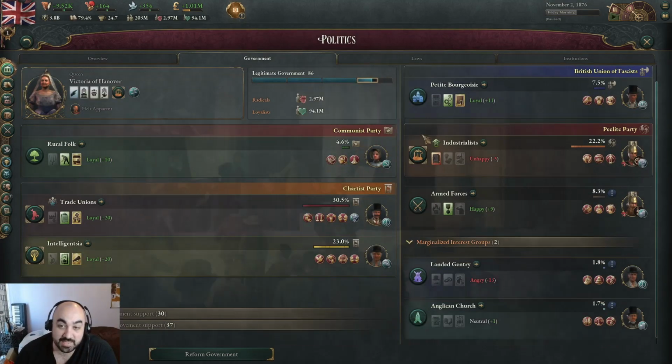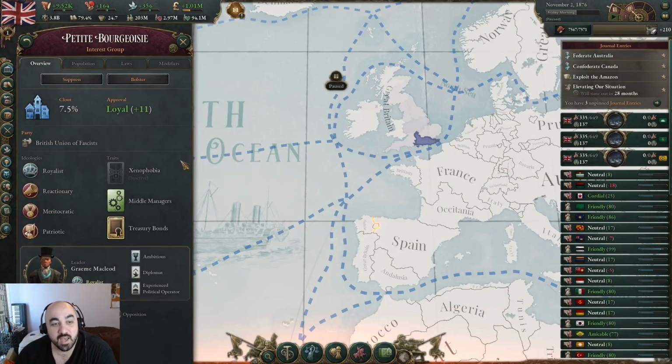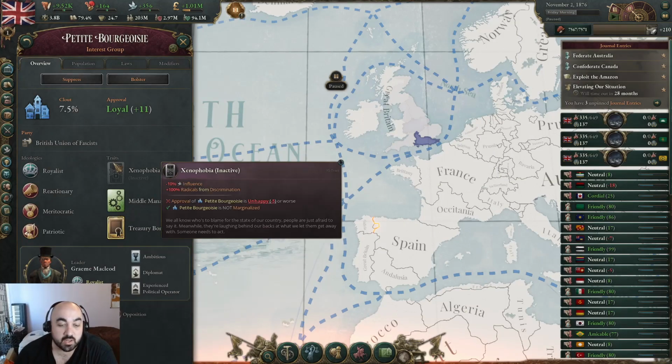Alright, now we have 6th in Petite Bourgeoisie, who, in my opinion, should be 5th in terms of bonuses. The Petite Bourgeoisie's bonuses are pretty good. Let's take a look at them. So we have xenophobia as their malice. Xenophobia is pretty annoying if you have any discrimination in your country. Plus 100% radicals from discrimination, when doubled, becomes plus 200% radicals from discrimination.